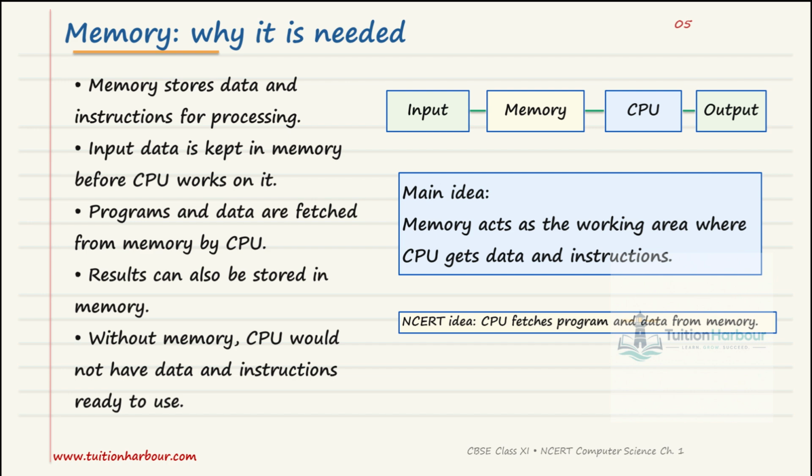Memory is needed because the CPU requires data and instructions before it can process anything. Input data and programs are placed in memory. The CPU fetches them, processes them, and the result may also be stored in memory.